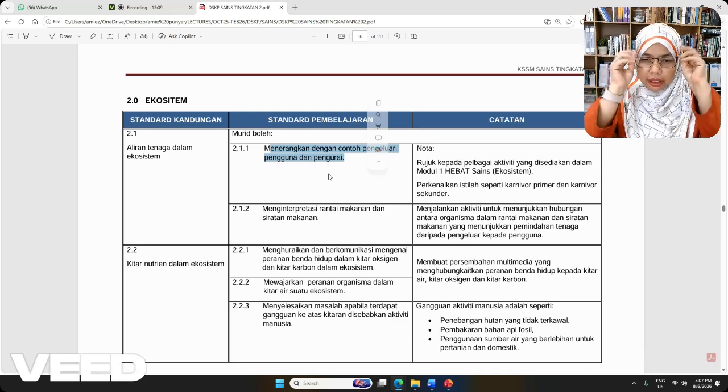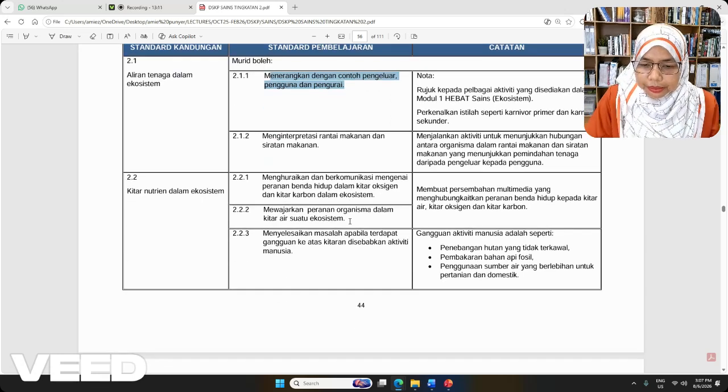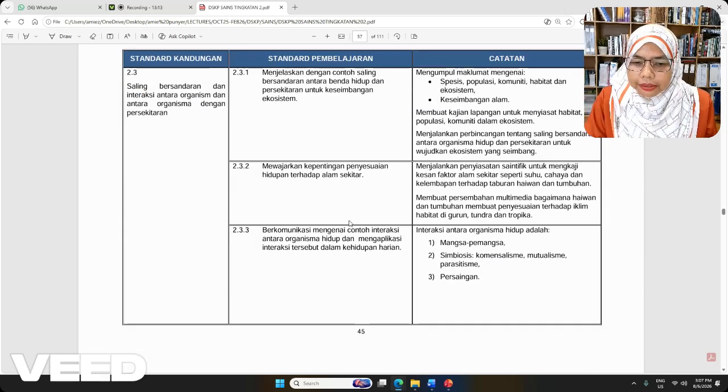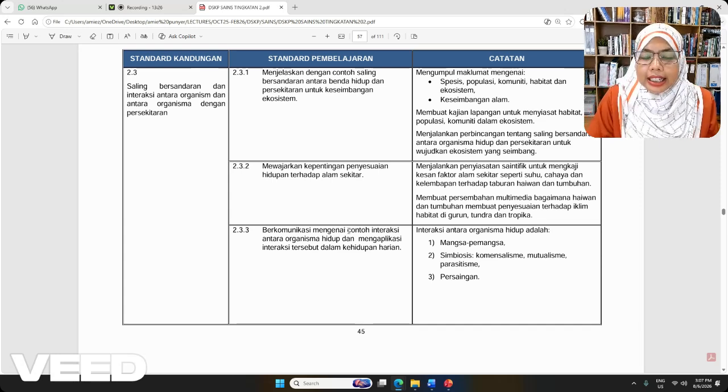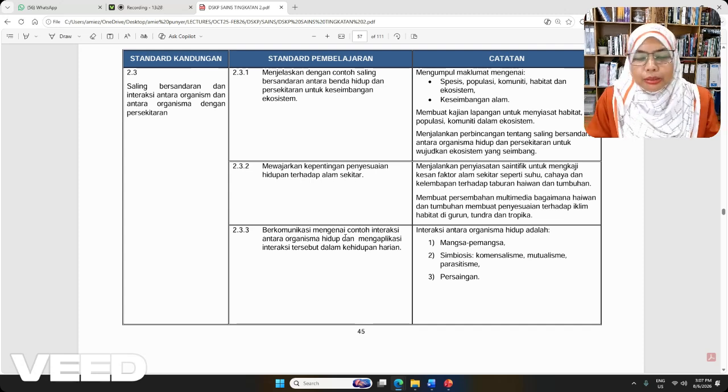For example, we have 2.3.3, Berkomunikasi mengenai contoh interaksi antara organisma hidup. It's my bad. I've selected the SKP in Bahasa Malaysia. I should have chosen one that is in English. But then, well, let's just move forward.